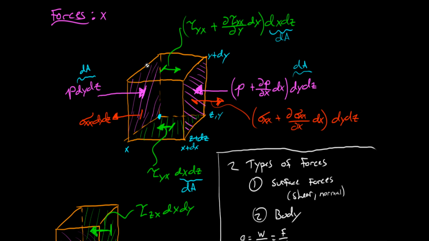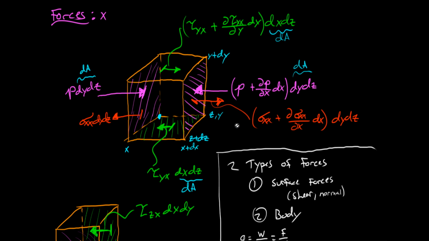There's a shear stress on the top of the box, again on the y face, because the y coordinate is normal to this face, in the x direction. So this is tau yx, but we're going to shift up using Taylor series again, so d tau yx/dy. Again multiplying by the area to turn that into a force.